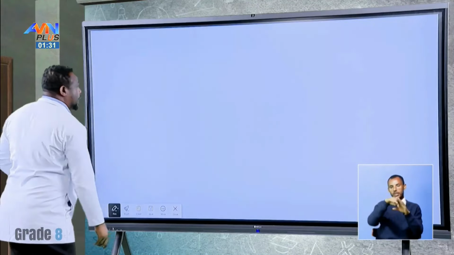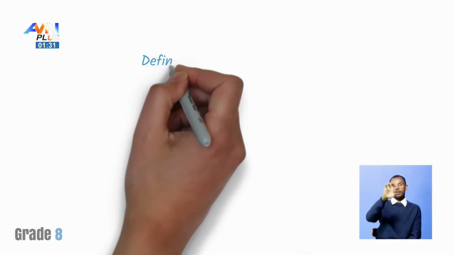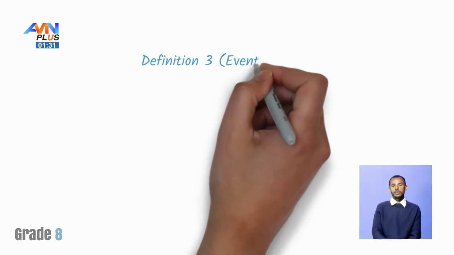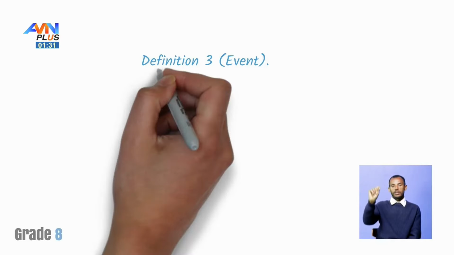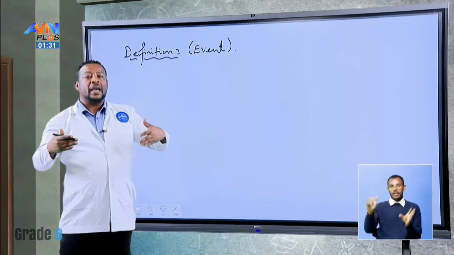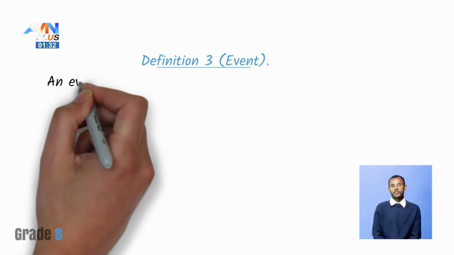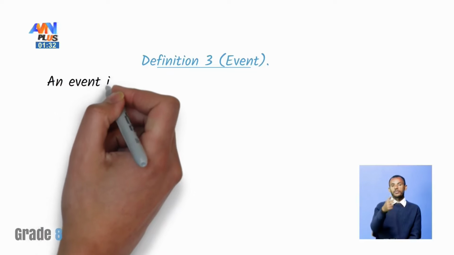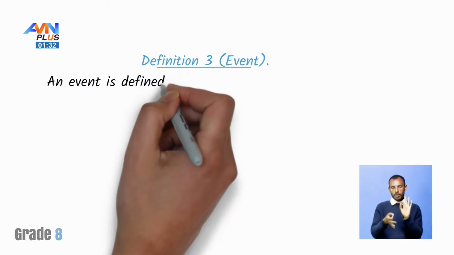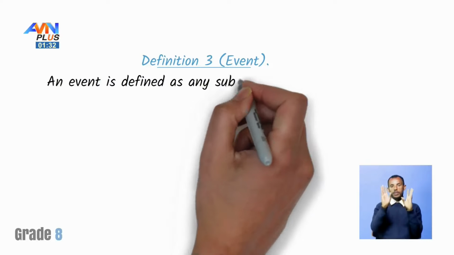And the third definition is about event. Definition 3 is about event. An event is defined as any subset of a sample space. An event is defined as any subset of an experiment. I mean, any subset of a sample space.